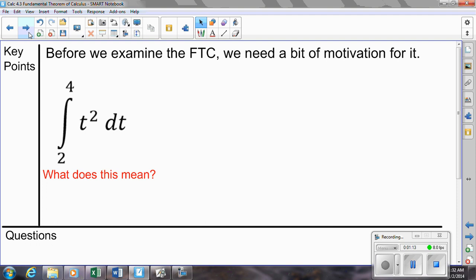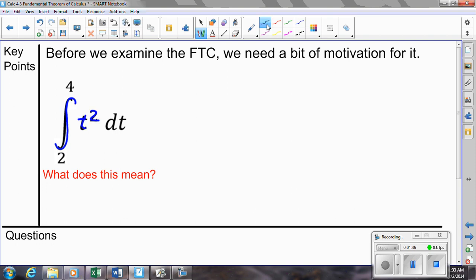Before we can start looking at exactly what the fundamental theorem of calculus is and what it says and how it works, we kind of need a little bit of a reason. Okay, here's where we start doing an investigation. So, what does this mean? What does an integral mean? We remember that this symbol has an interpretation of area underneath a curve. Specifically, we are looking at the curve t squared.